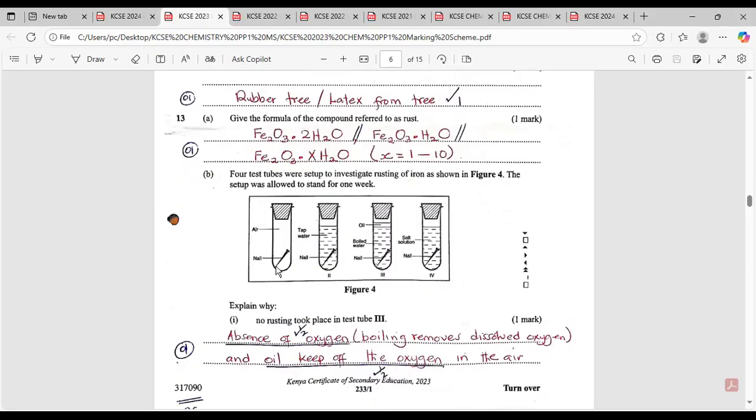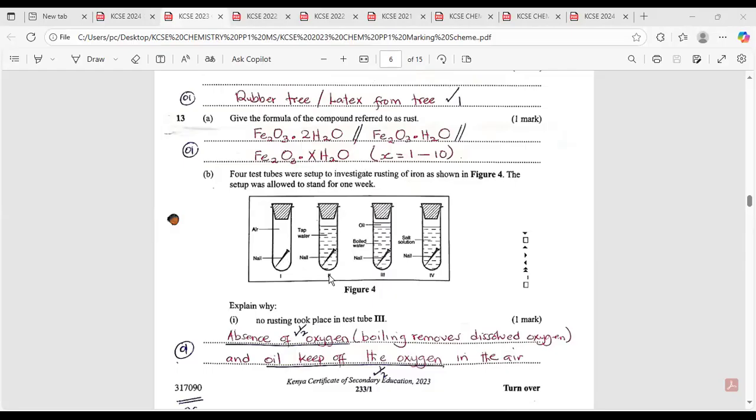Conditions necessary for rusting. If you look at the first one, who can tell us whether we have any missing condition in the first one? Do we have all the conditions necessary for rusting in Roman 1? Okay. So the conditions necessary for rusting are water and oxygen. Someone is saying in Roman 1, there is no moisture. But I think we need to know that, okay, in Roman 1 there was no moisture, but maybe we'll keep on checking.